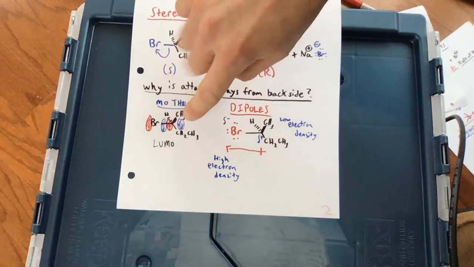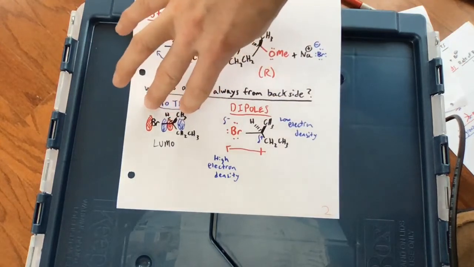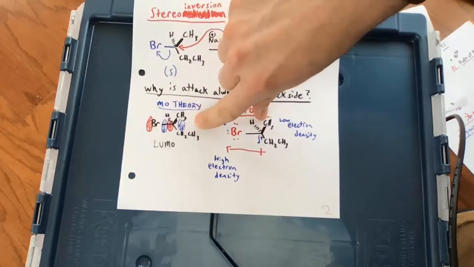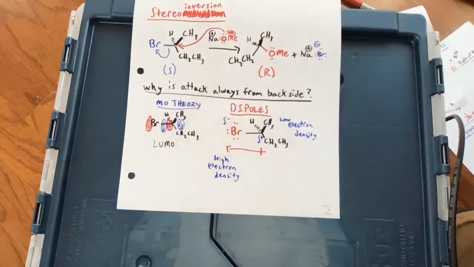And because they have different polarities, as does the other side of the bromide, this one is likely to be the one with partial positive charge, and this is the side that gets attacked.